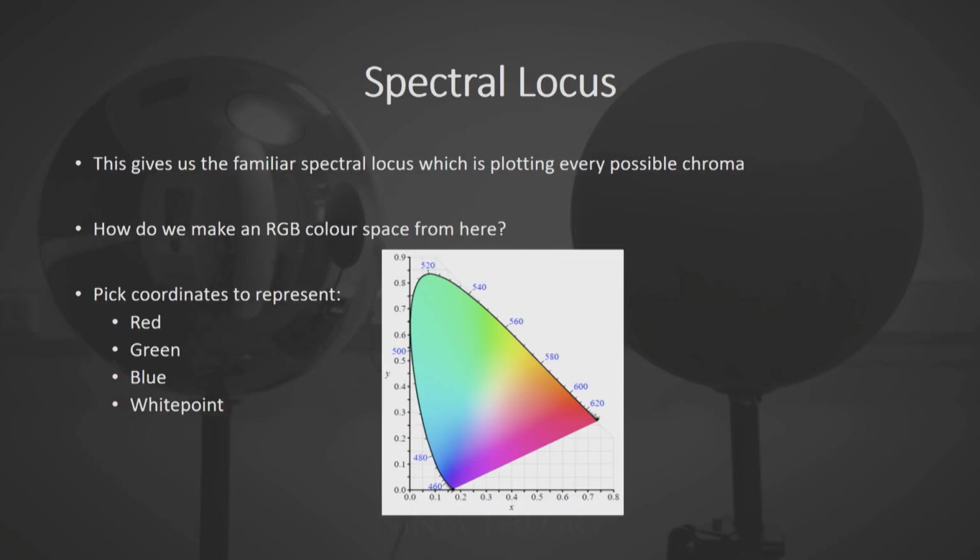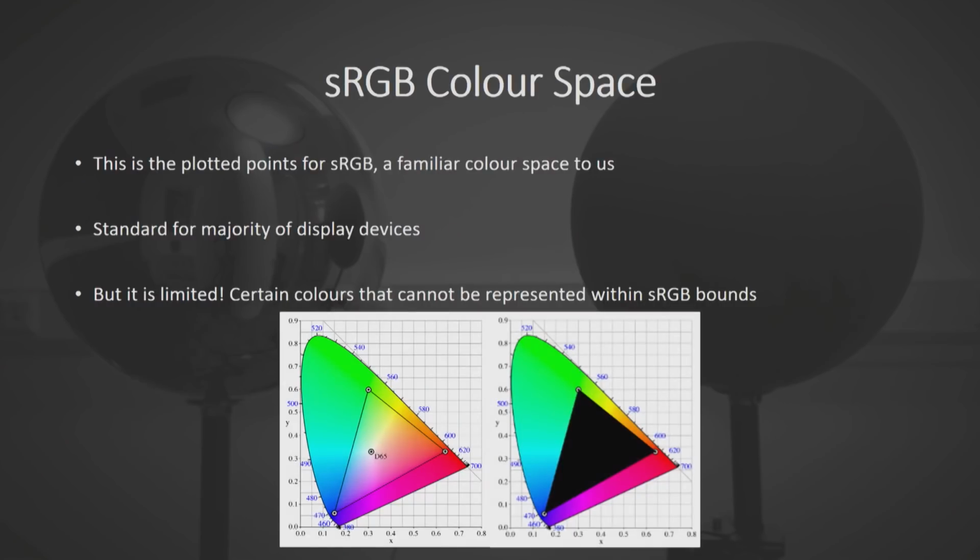And now to turn it into an RGB color space, it's actually really simple. All we do is pick a point to represent red, one for green, one for blue, and then where we want our white point to be specified. And whatever is bound by this triangle is now our RGB color space. So this is the color space probably we're all most familiar with. This is sRGB. This is the color space that's been standard for internet, TV, all that for the past 15, 20 years.